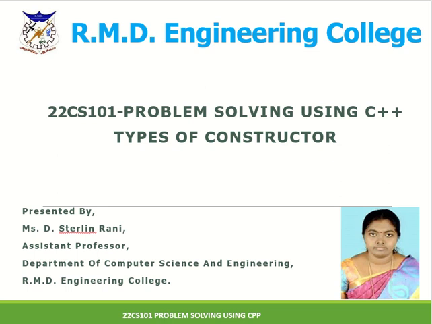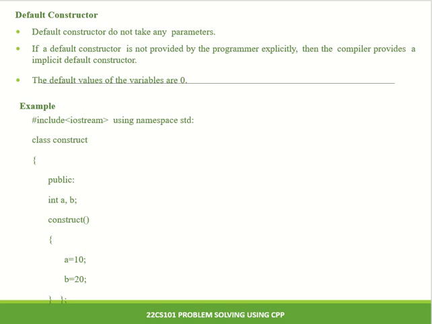In this video lecture, we'll discuss the subject Problem Solving using C++. The topic we are going to discuss is types of constructors. We have three different types of constructors. One is the default constructor, the next one is the parameterized constructor, and the third one is the copy constructor.